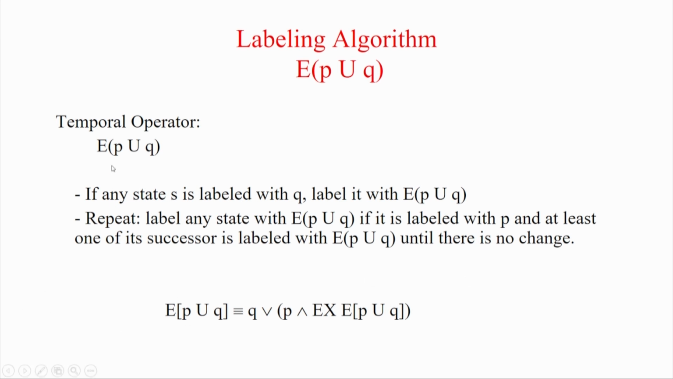Secondly, this is there exists P until Q. So how will you do it? If any state S is labeled with Q, label it with there exists P until Q, because here Q is the safety. It says that P should hold until Q starts holding. So if somewhere Q starts holding, you definitely put it. Then similarly, label any state with this if it is labeled with P and at least one of its successors is labeled with this, until no change.